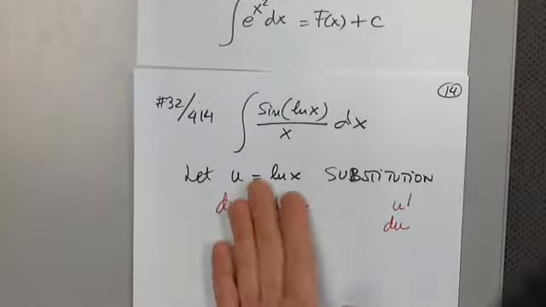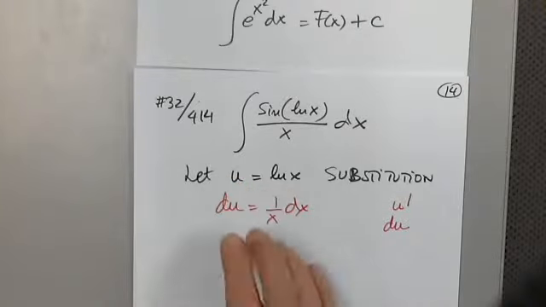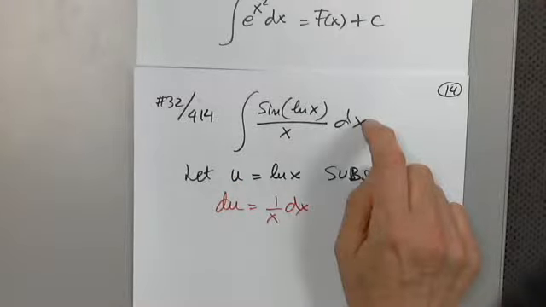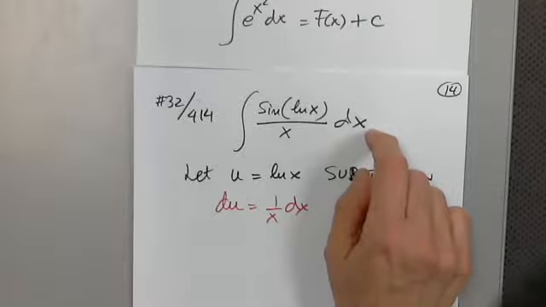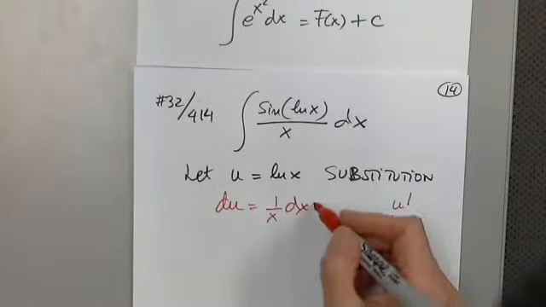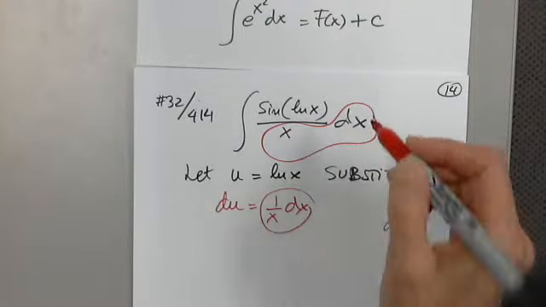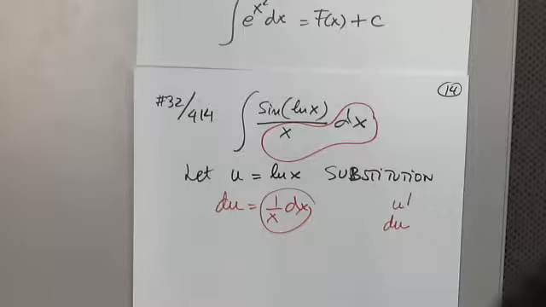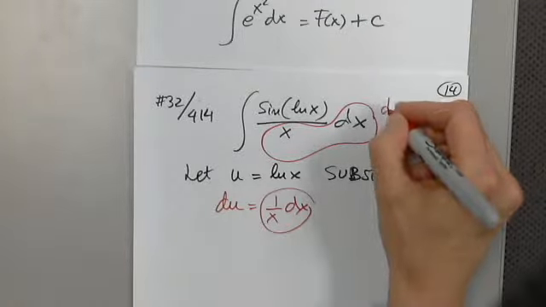So I would know that this is the correct substitution only if du is in the problem. If du is not in the problem, then I will have some difficulties. But it's no problem. Look, 1 over x times dx. This piece is this piece, or dx over x. So this is our du.